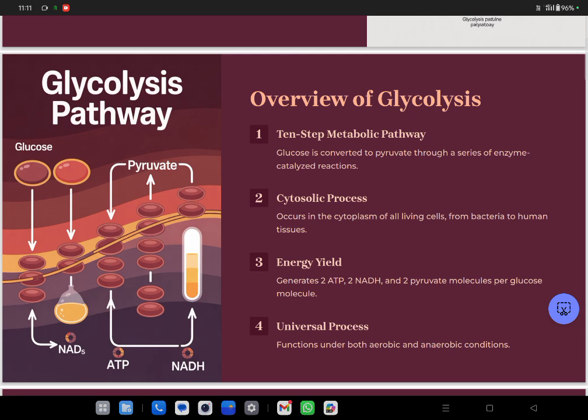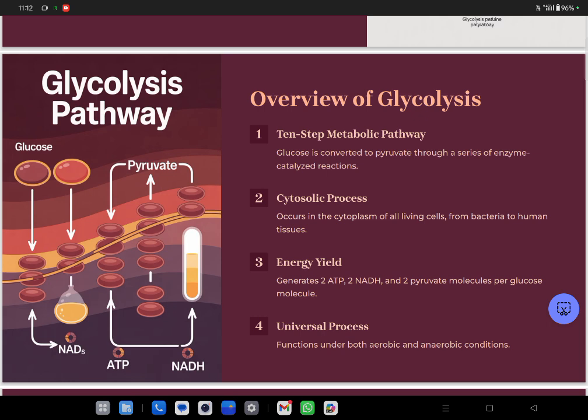Now we are going into some nitty-gritties of glycolysis. It is a 10-step metabolic pathway where glucose is converted to pyruvate through a series of enzyme-catalyzed reactions. All these reactions are enzyme catalyzed, and glycolysis takes place in the cytoplasm of the cell. It doesn't take place in the mitochondria or nucleus. It's a totally cytosolic process.